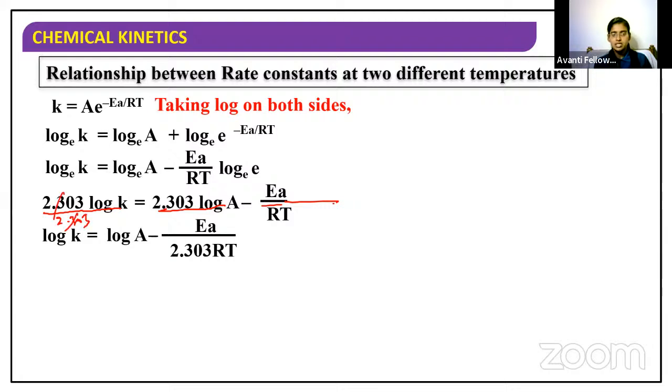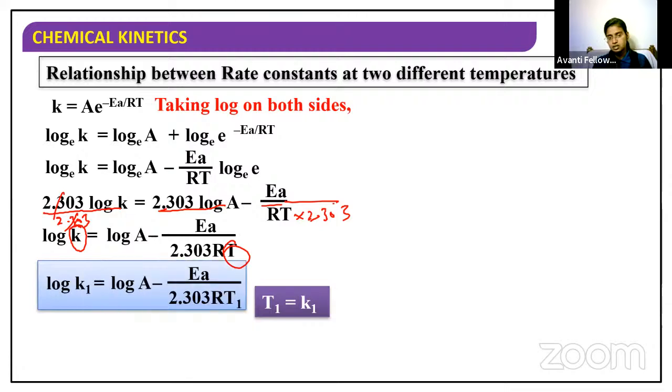Here also the same case, and on this side if I divide, I get that number in the denominator. Now the temperature is in the denominator and the rate constant k is in the numerator. So what is the relationship? Here it is minus Ea. If it is minus, then it is a directly proportional relationship.